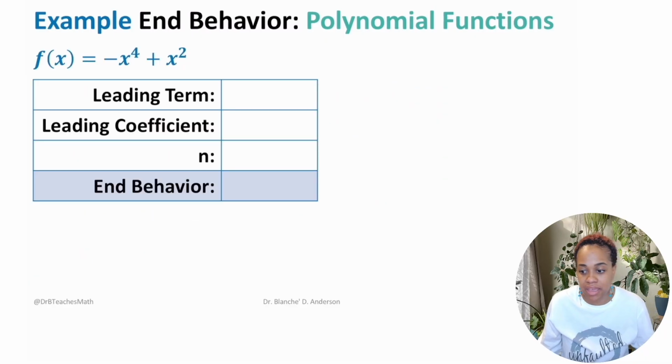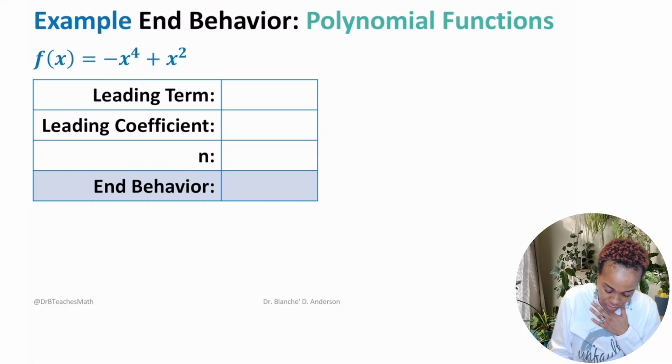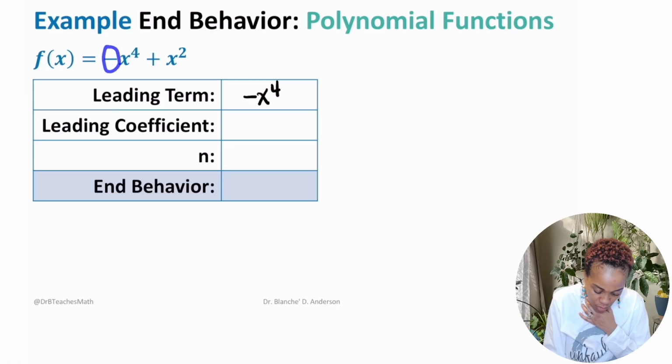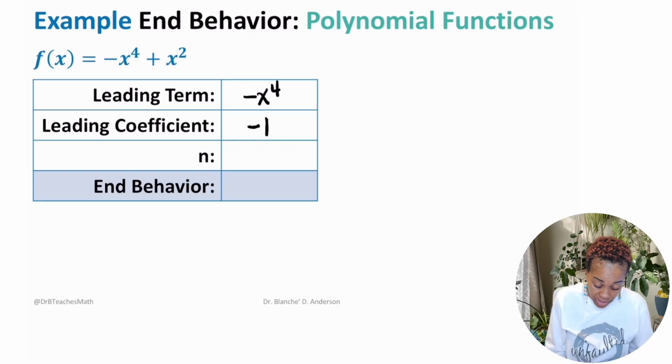The end behavior. What is the leading term? Good. Negative x to the fourth is the leading term. What is the leading coefficient? Remember, the leading coefficient is the number that's tied to the leading term. Well, we don't write the 1, but it's going to be negative 1. What is the n? The n is the degree. The degree of this polynomial function is 4.